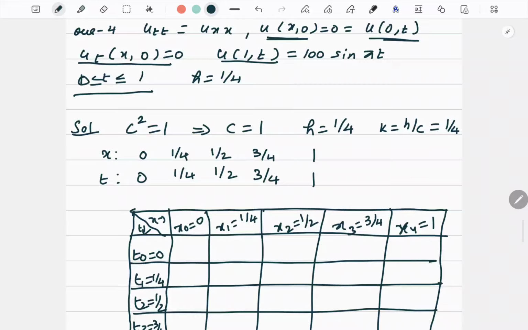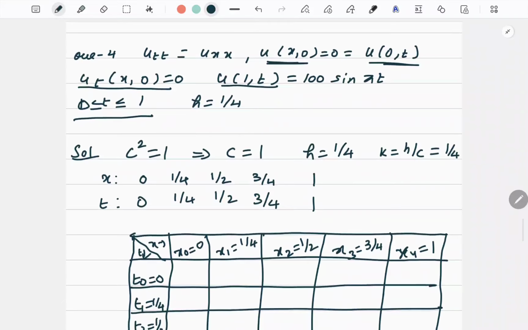Now look at the question again. First they are saying u(x, 0) is 0, meaning x is changing and t is 0. Where is t 0? t is 0 here, and x is changing, so I am talking about this particular row. Correct? So now this full row is 0. Till now in all the questions, the first column was 0, and in this question the first row is 0.